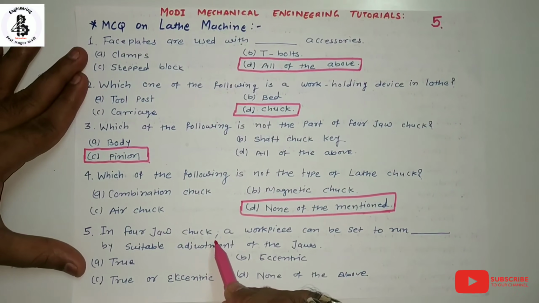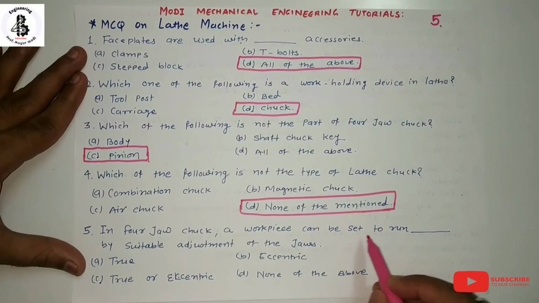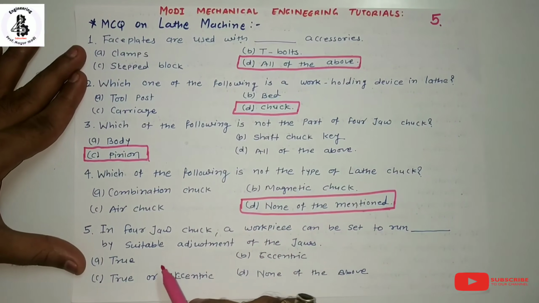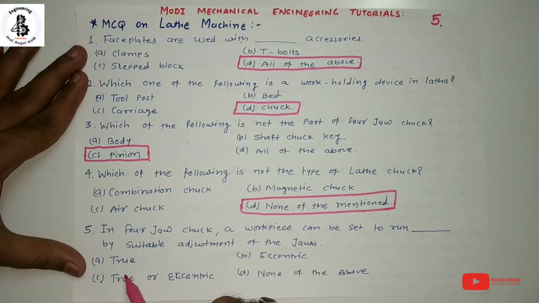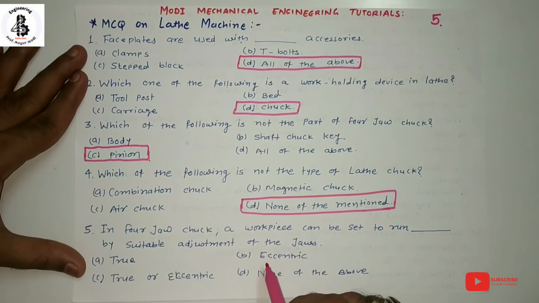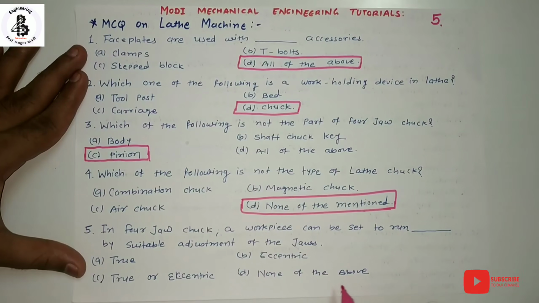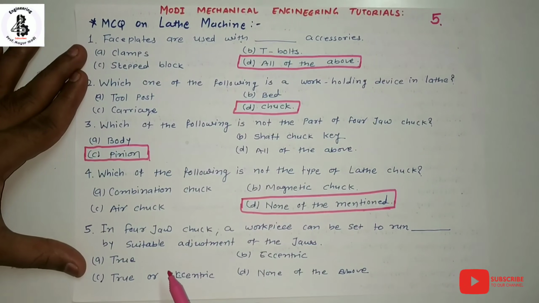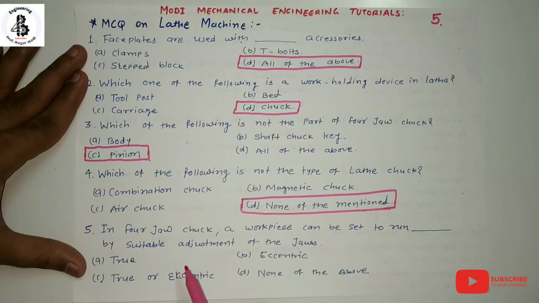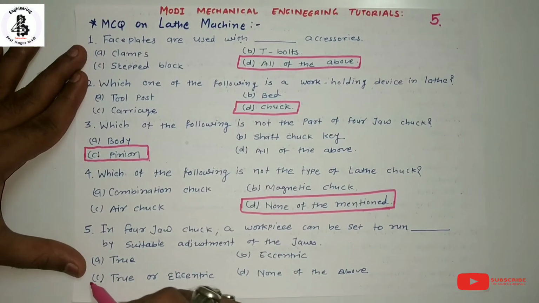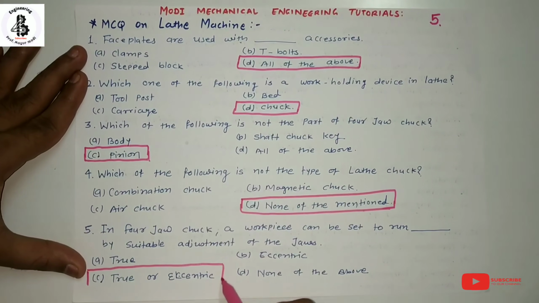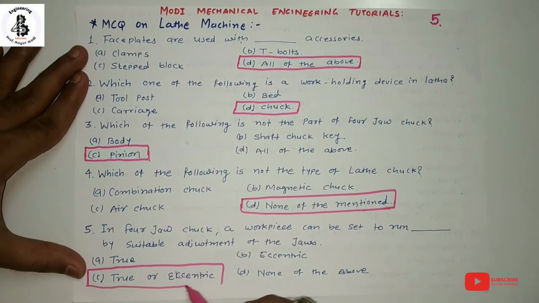Then we will see the next question. In a four-jaw chuck, a workpiece can be set to run which way by suitable adjustment of the jaws? Option A, true, option B, eccentric, option C, true or eccentric, option D, none of the above. Basically, for the function of a four-jaw chuck, a workpiece can be set to run true or eccentric by suitable adjustment of the jaws. So option C, true or eccentric, is the right answer.